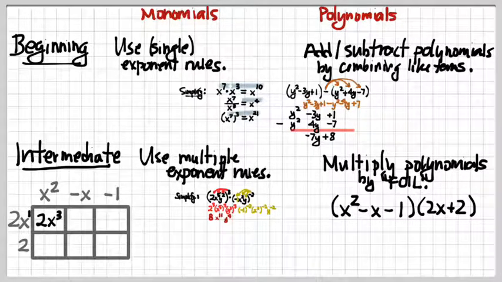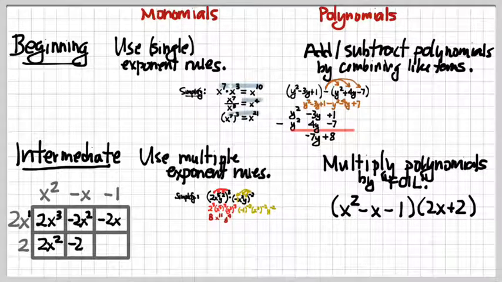2x times minus x is minus 2x squared. 2x times minus 1, minus 2x. x squared times 2, 2x squared. Minus x times 2 will give me a minus 2x. And then minus 1 times 2 will give me a minus 2. So now I have all 6 of my terms laid out.